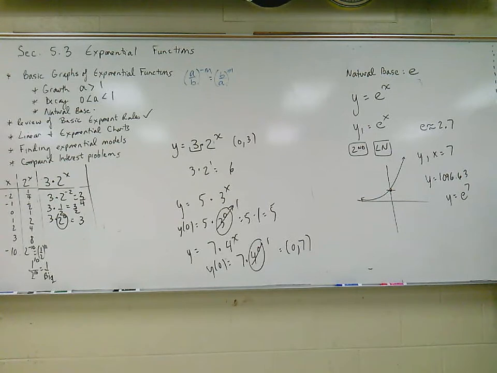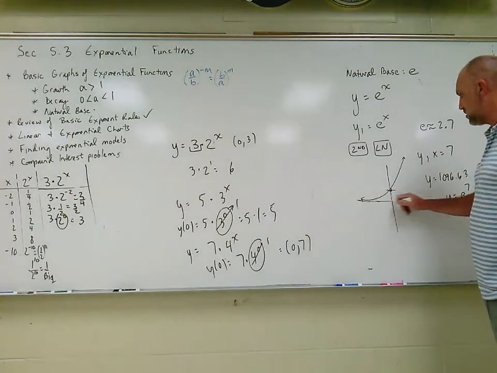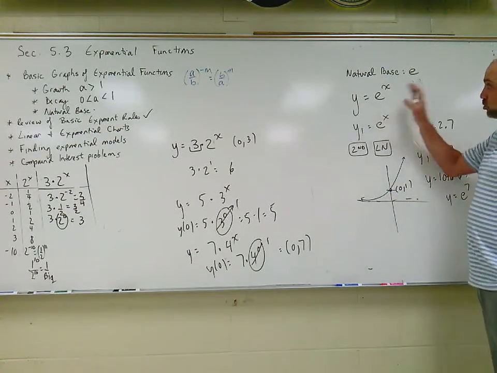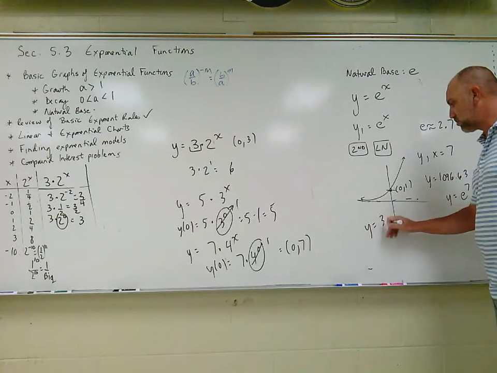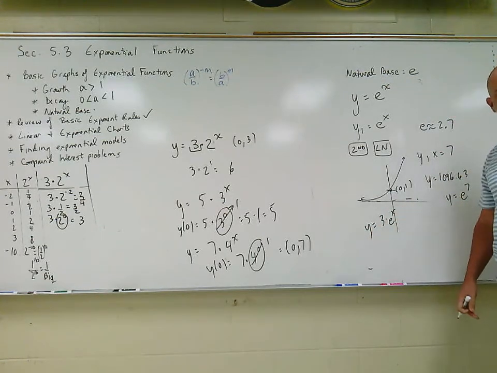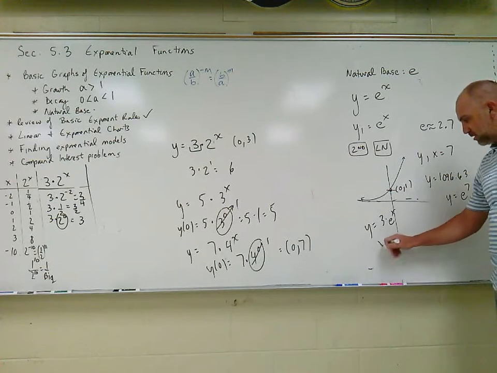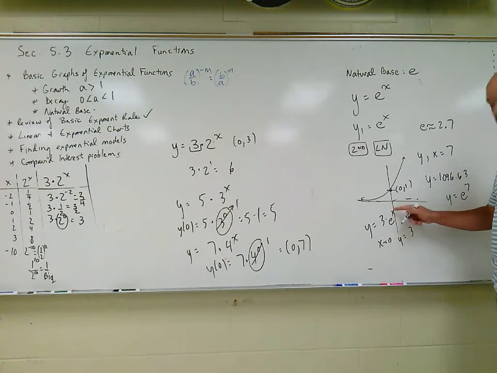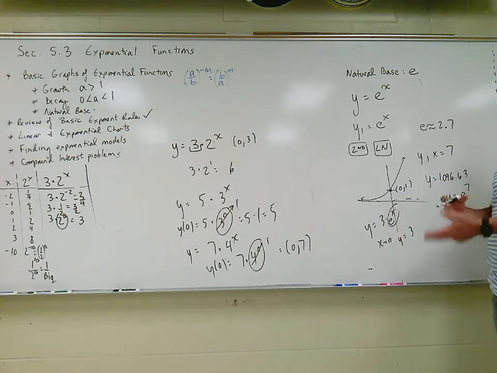All right, there's more talk about the natural base, but I just want you to see that you may get some problems with e. It's still growth, looks just the same as what we've had, and it still crosses at 0, 1. Now, let me ask you this, even though it looks weird, what happens if I did 3 times e to the x? What would the y-intercept be? When x is 0, what's y going to be? Yeah, still 3, because remember, anything to the 0 becomes 1, and 3 times 1 is 3. Okay. All right.